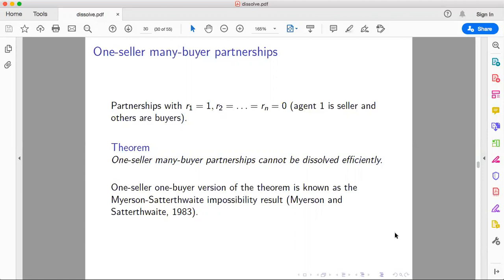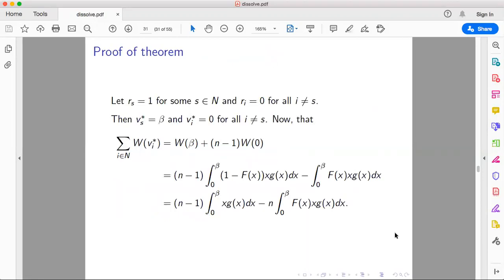Asymmetric partnerships are pretty bad. The proof basically shows that the inequality cannot be satisfied. The main observation here is that if one of the guys has r_s equal to 1 and r_i equal to 0, remember what v star i was. V star i is the point where G of v star i is equal to r_i.